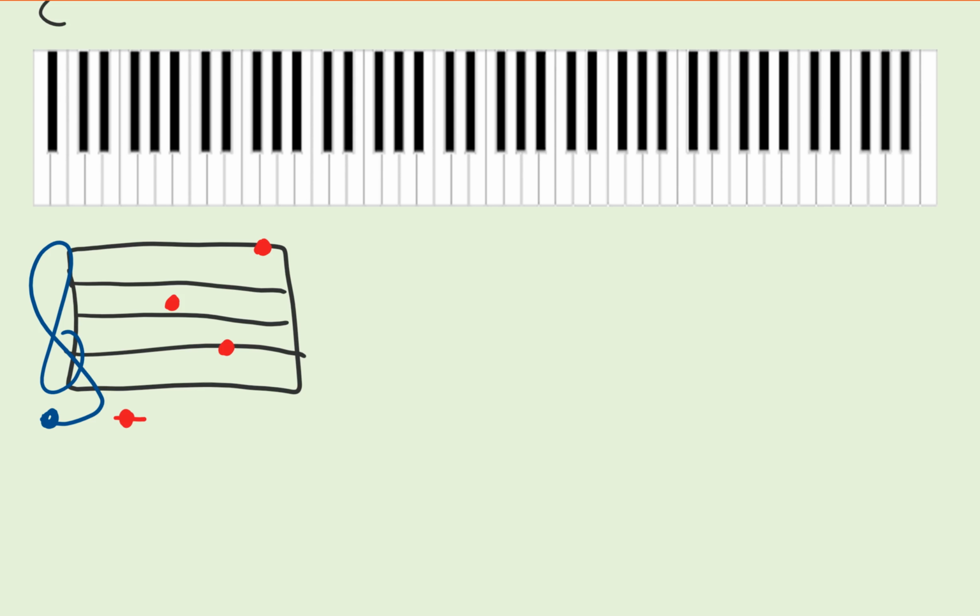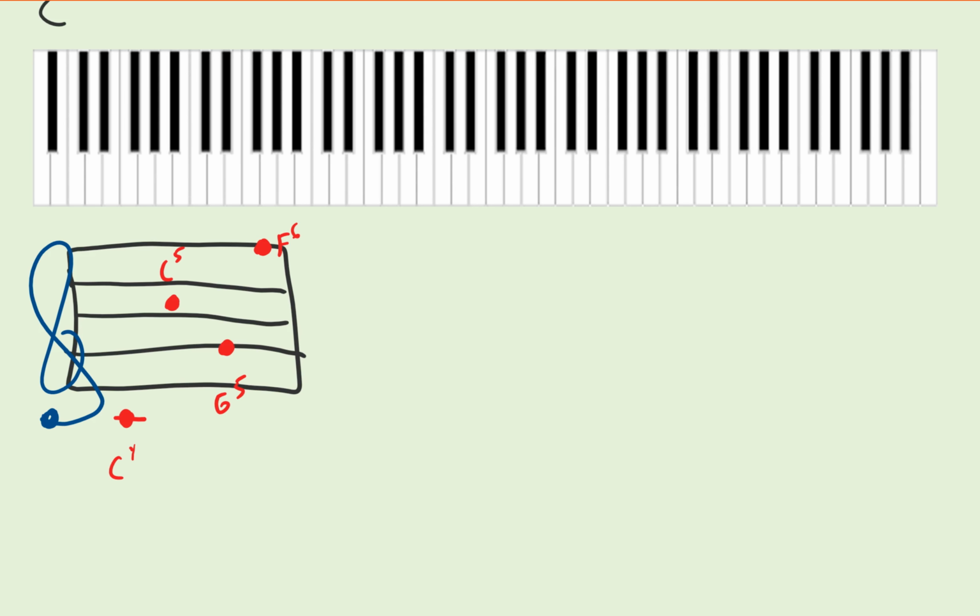So what are these notes again? Well, this is going to be C4. This is going to be C5. This is going to be G5. And this up here, this is going to be F6. So let's see if we can find these on the piano now.